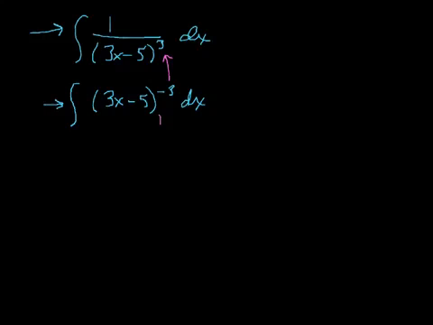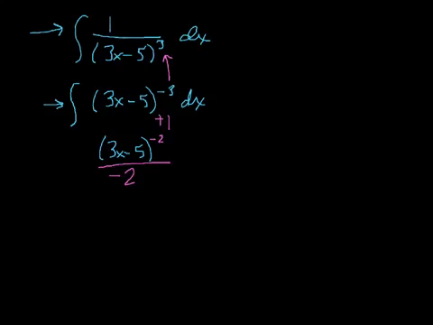My rules say add 1 to your exponent. So that means I have 3x minus 5 to the -2 power. And then divide by your new exponent. Okay, now I have a chunk in parentheses. So this is like reverse chain rule.